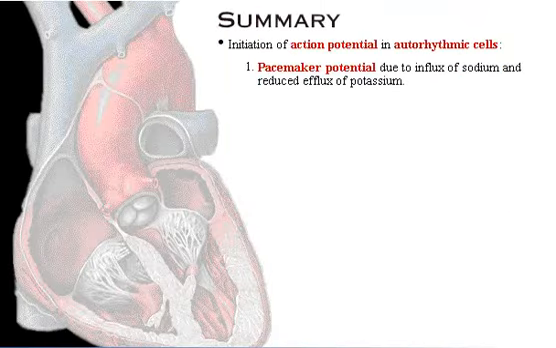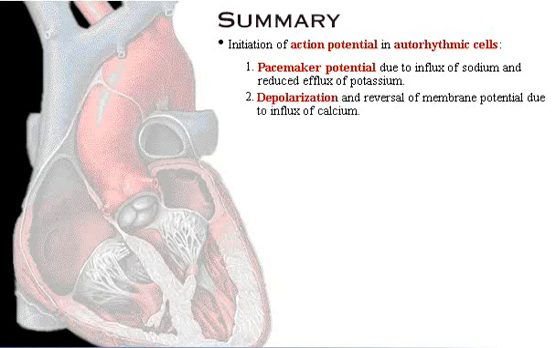Here's a summary of what we've covered. In autorhythmic cells, the pacemaker potential is due to the influx of sodium and reduced efflux of potassium. This triggers an action potential. Depolarization and reversal of the membrane potential is due to a rapid influx of calcium. Repolarization is due to the efflux of potassium.